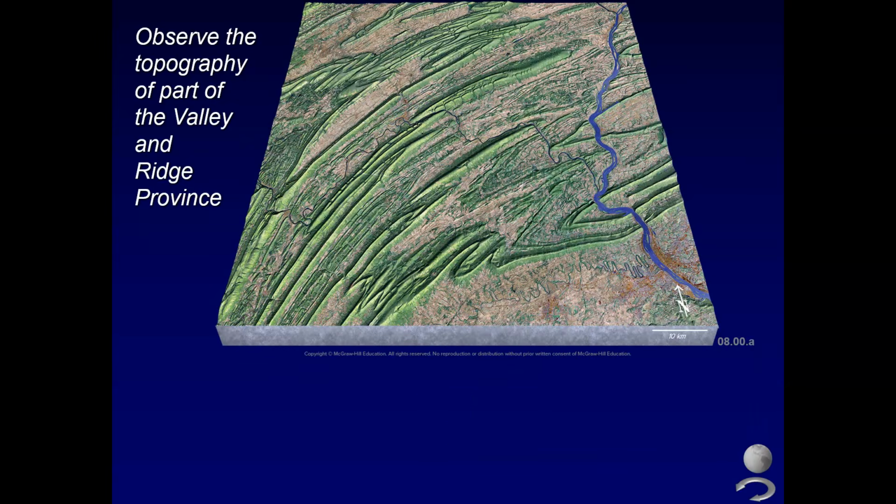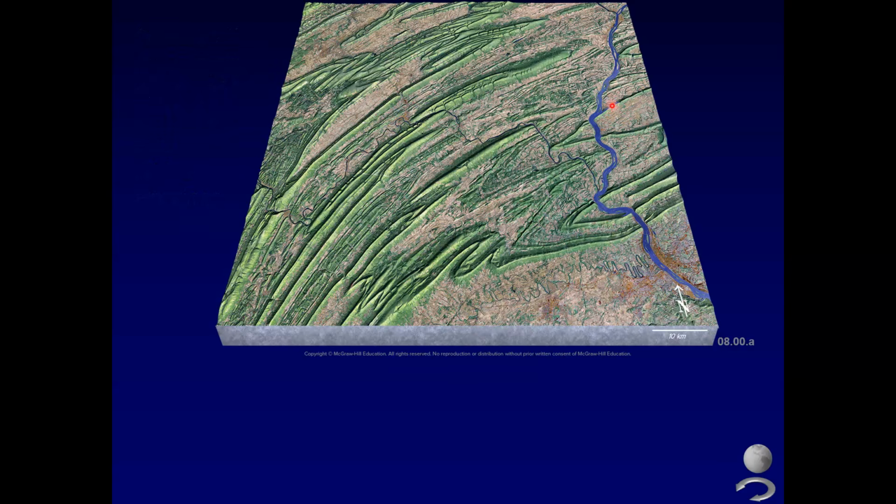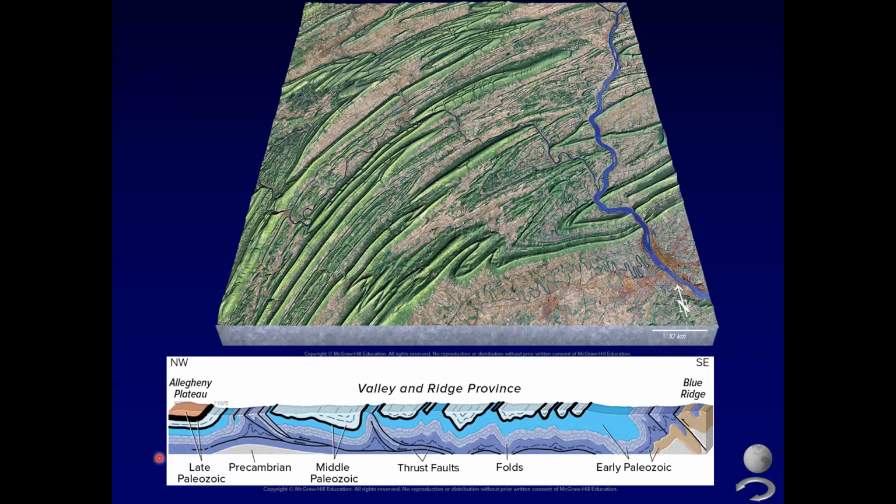We'll start with this one. So this is the Valley and Ridge Province. It's southeastern Pennsylvania. We see curving mountains and ridges, sort of alternating with lower areas. This river flows southward, and it cuts across the ridges and lower areas. And we can take a cross section of this too.